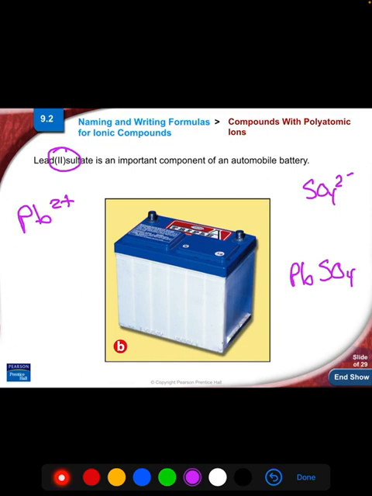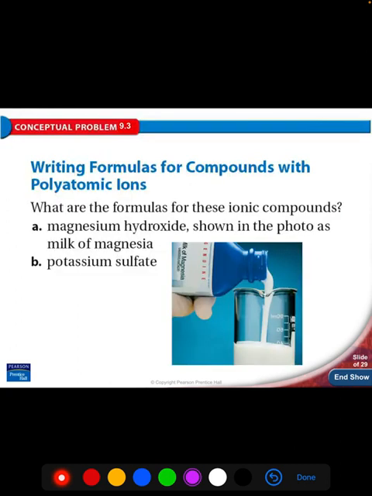So let us move on. It says, write the formulas for these ionic compounds. Magnesium is Mg, 2+, it's a group 2 metal. And hydroxide, if you look in the chart of the ions, is an anion with the formula OH-. This is a 2+, this is a 1-, so I'm going to need 2 hydroxides.